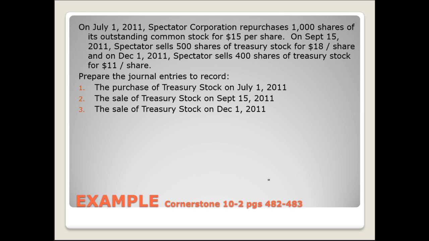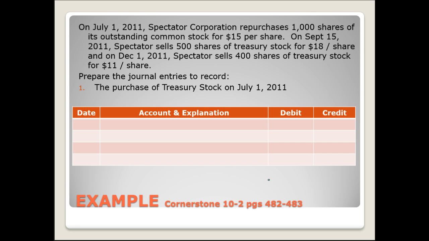Same company. We're now a couple months down the road. On July 1st, 2011, Spectator repurchases 1,000 shares of its outstanding common stock. If you recall, they had issued 20,000 on January 2nd. They're now repurchasing them for $15 per share. On September 15th, they decide to sell 500 of those 1,000 shares for $18 a share. And then again on December 1st, they sell 400 of those shares for $11 a share.